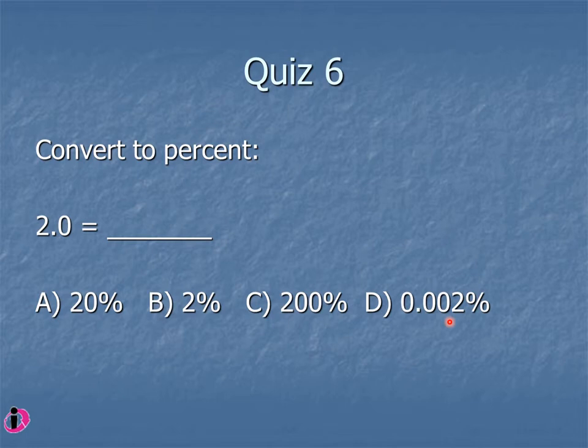This is a whole number, right? 2. You move the decimal point 2 positions to the right, but you assume there are plenty of zeros after the decimal point, right? So the right answer is 200%, because you have 2, and there are plenty of zeros. All you are doing is moving the decimal point 2 positions to your right.